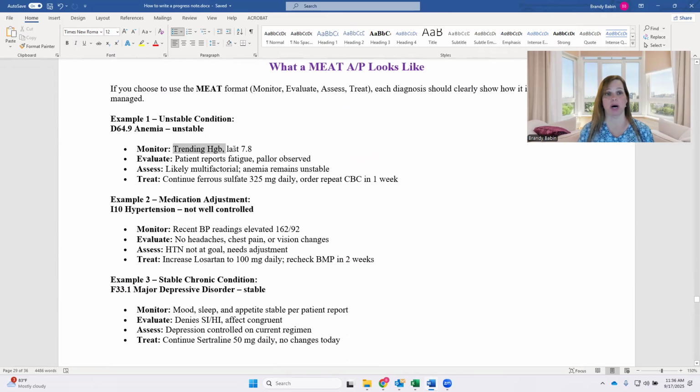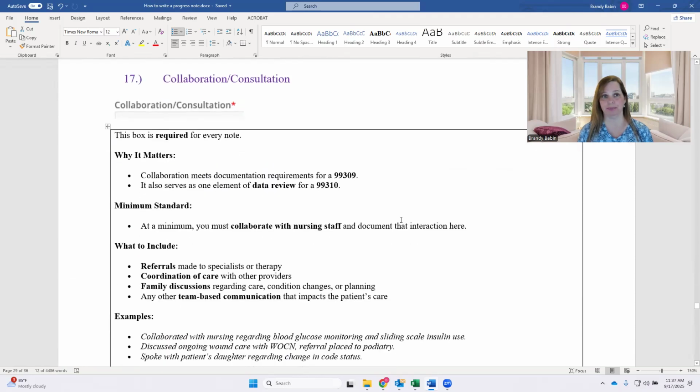So your monitoring of the last CBC showed that your hemoglobin was 7.8. You evaluate the patient. They are fatigued, pallor observed. You assess, likely multifactorial, anemia remains unstable. And then you treat. You're going to do ferrous sulfate and get a CBC in 1 week. So if you want to use MEAT, you can. If you want to do the assessment and plan, you do the diagnosis, the assessment, and then the plan.